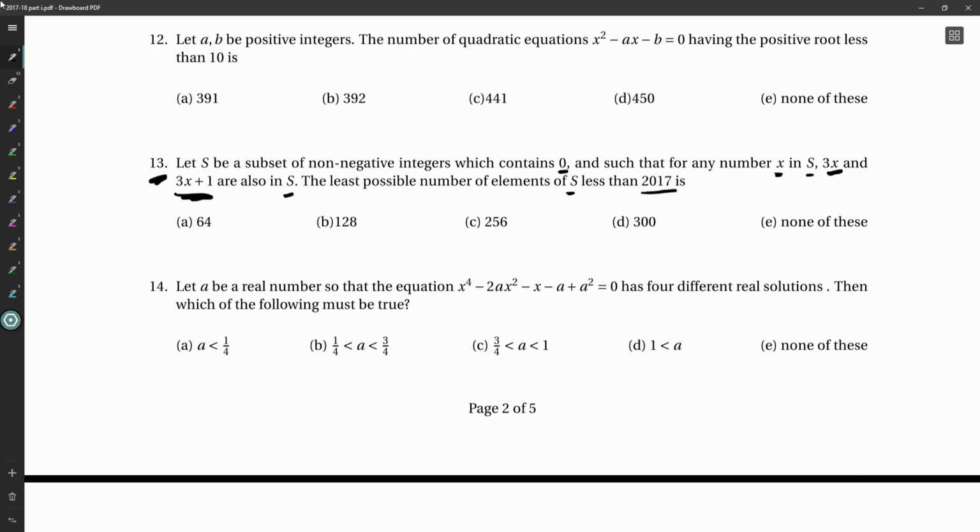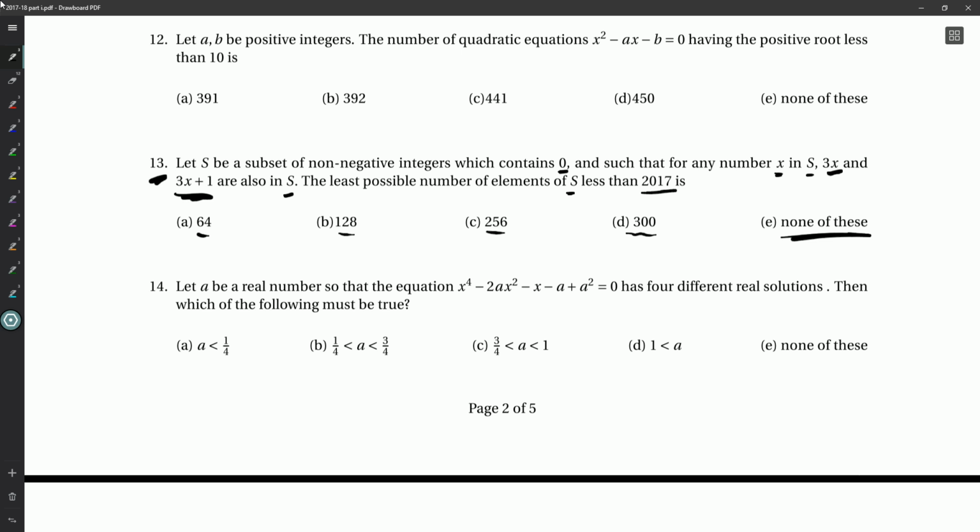The least possible number of elements of S less than 2017 is... There's nothing special about 2017 as far as I can see. It's just the year of the paper. Now we have a number of options. Just looking at these three, I noticed they're powers of 2, but of course that isn't held over here. So that's just an observation. The first thing that jumps into my head is 64, 128, and 256. But it's entirely possible that none of these is correct. That is usually an option on these Alberta papers.